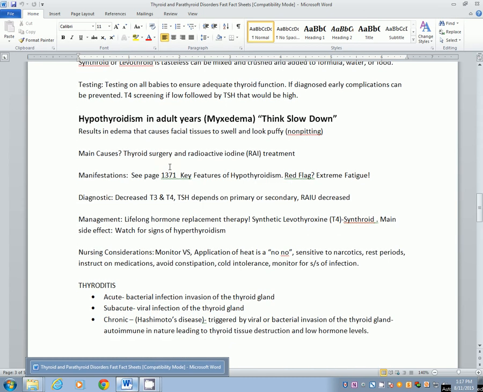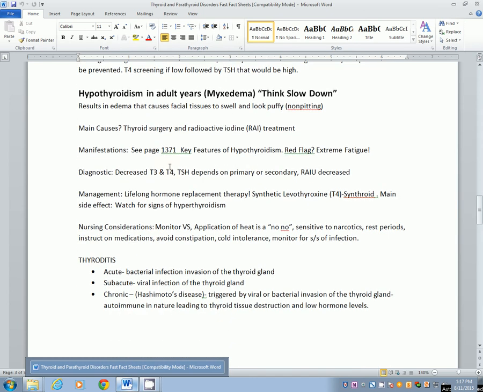All right, hypothyroidism in the adult years results in what's called myxedema. Think slow down. This results in edema that causes facial tissues to swell and look puffy but non-pitting. The main causes are thyroid surgery and radioactive iodine treatment, killing too much of the thyroid. Manifestations are on page 1371 in your book.